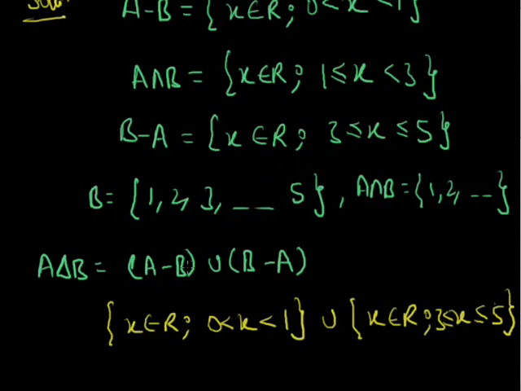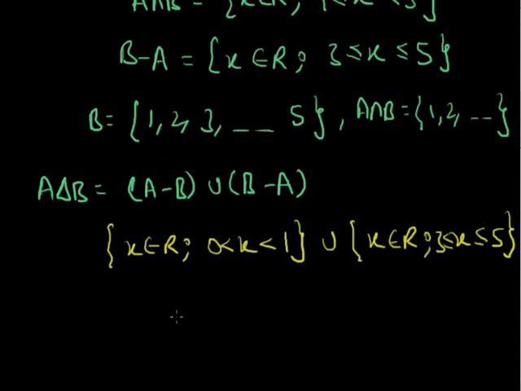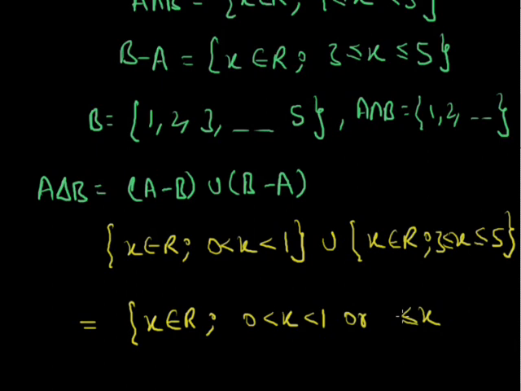Now we need to take the union of both these sets. If we take the union of both these sets to get the symmetric difference, then what we'll get is x belongs to real numbers in which x either lies between 0 to 1 or x lies between 3 to 5, both included. So this is what we mean by the symmetric difference of A and B.